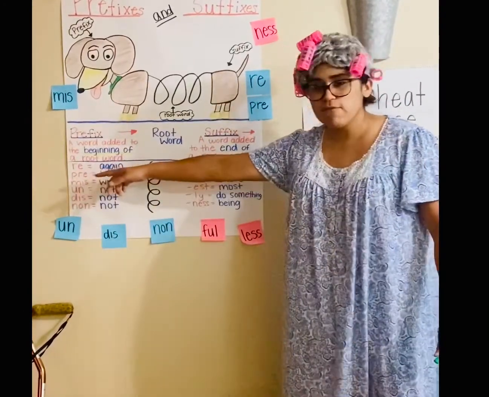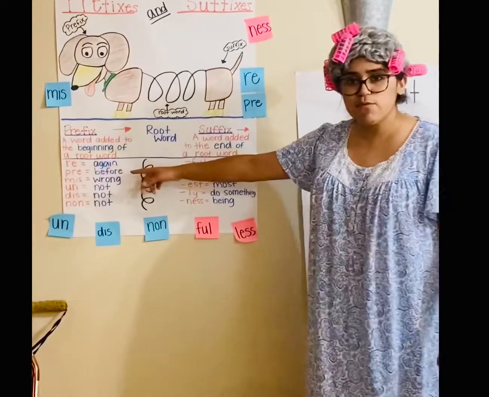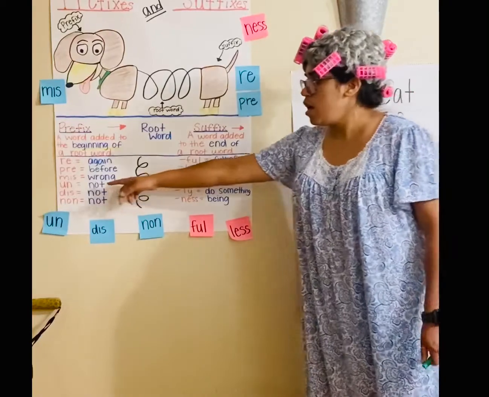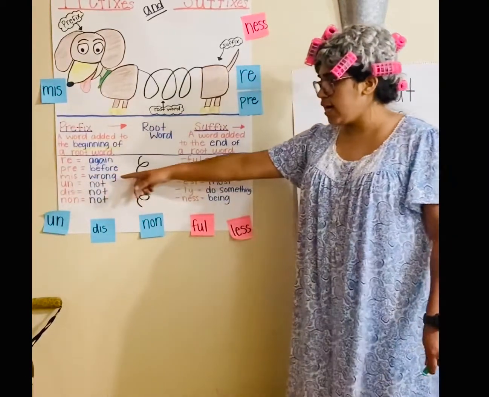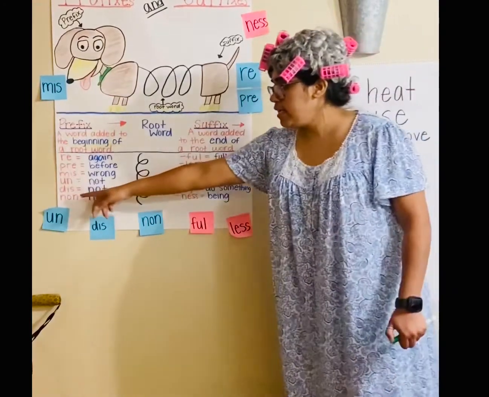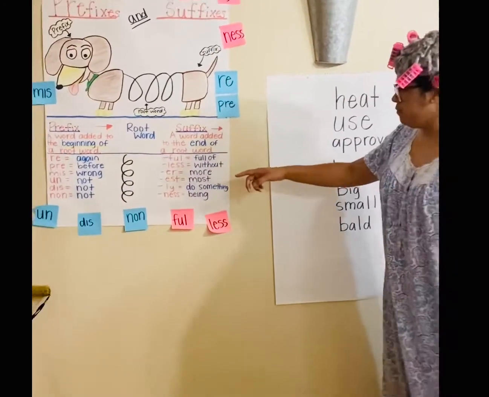Re, the meaning of re is again. Pre is before. Mis is wrong. Un is not. Dis is not. Non is not. Let's go over some suffixes now.